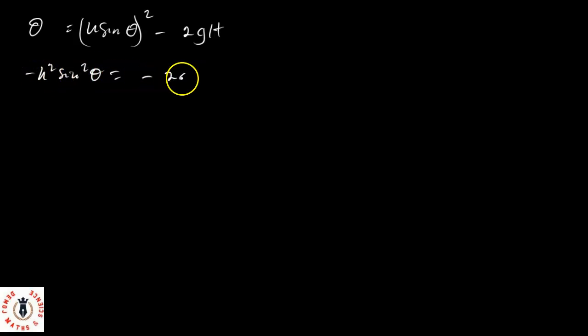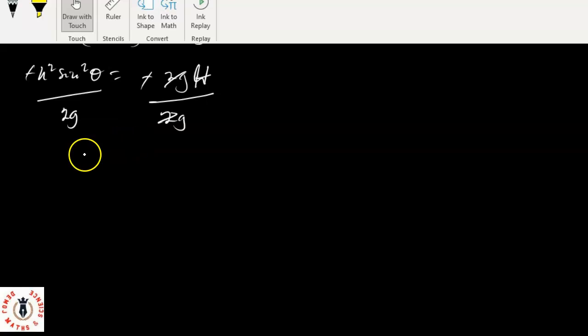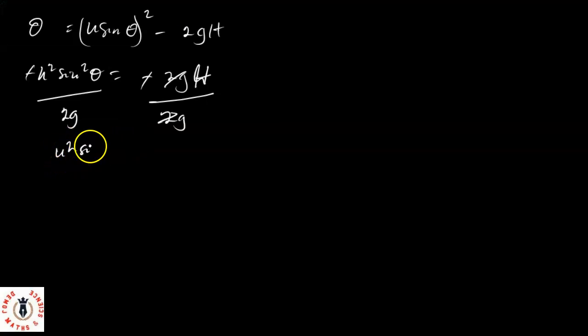Now, we said 0 equals u sine theta all squared minus 2gh. So let u squared sine squared theta come to the other side, it becomes negative, equals minus 2gh. Minus cancels minus, and I can still divide both sides by g. We said capital H all over 2g. 2g cancels 2g, so I'm left with u squared sine squared theta over 2g equals h.